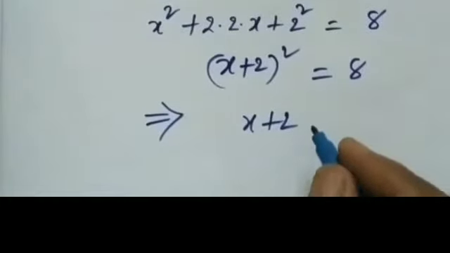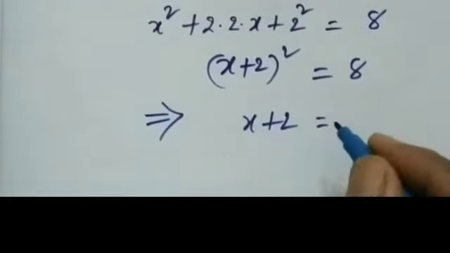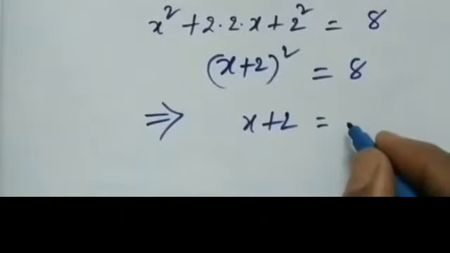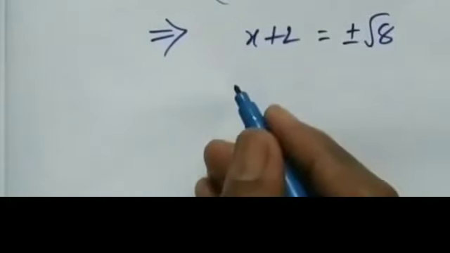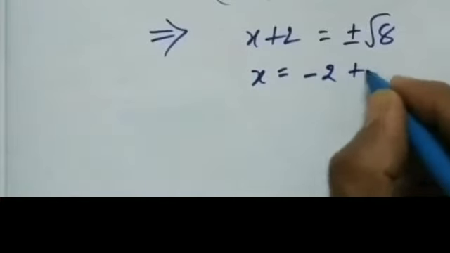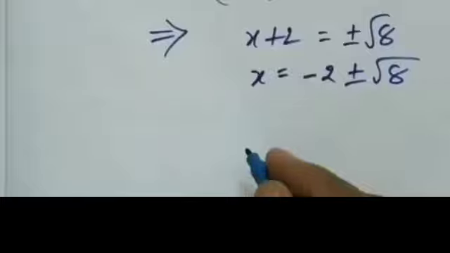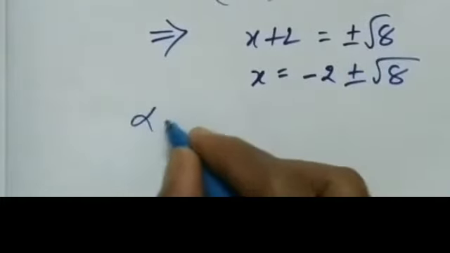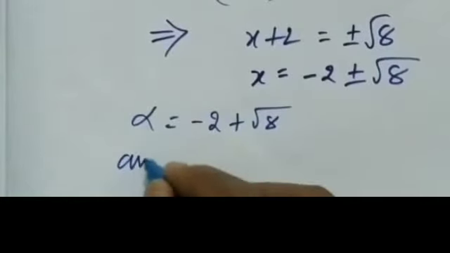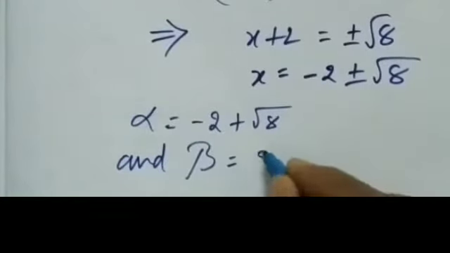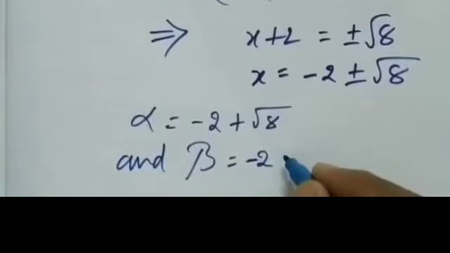Now remove the square. You get plus or minus root 8. Now x equal to minus 2 plus or minus root 8. So you get two answers. One is alpha, the first zero, that is minus 2 plus root 8. The second zero is beta, minus 2 minus root 8.